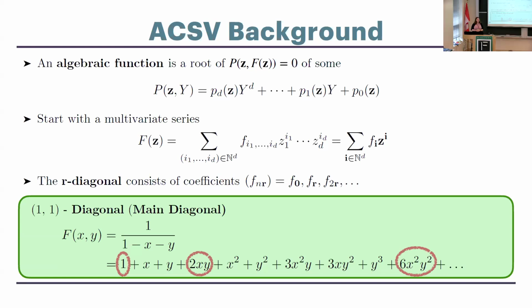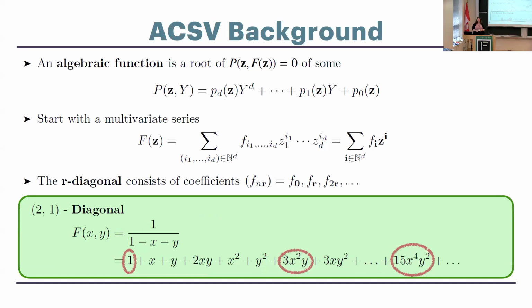I'm going to take terms that have powers of x to the n, y to the n. In this case, we have 1 because that's x to the 0, y to the 0, 2xy because x to the 1, y to the 1, 6x squared y squared, etc. And I can do the same thing for other diagonals. Here I have the 2, 1 diagonal, which is the same premise. It just doesn't get a fancy name because we don't use it quite as often. So it's a little sad about that, but that's okay. So those are the definitions of diagonal.